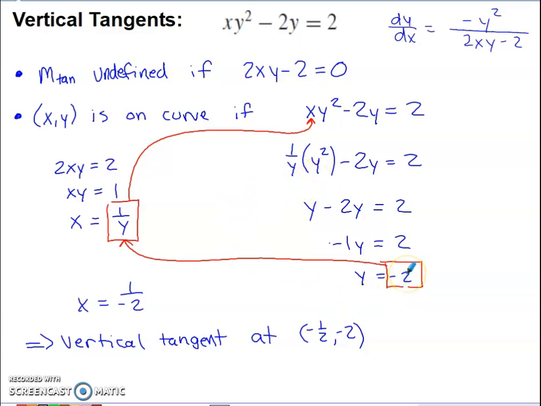Now that I know my y coordinate where this happens is negative 2, what's the corresponding x? Well, I can plug that in over here. 1 divided by negative 2 is negative 1/2. This tells us we have a vertical tangent on this graph at the x of negative 1/2 and the y of negative 2.